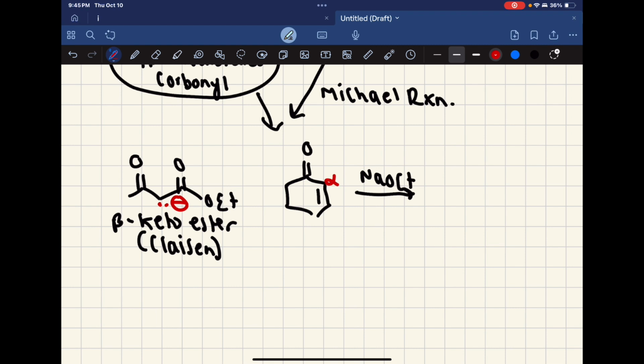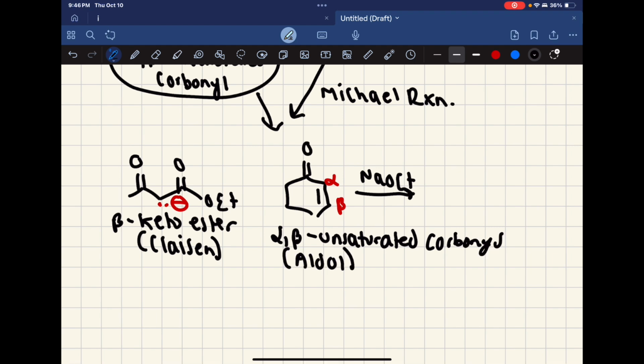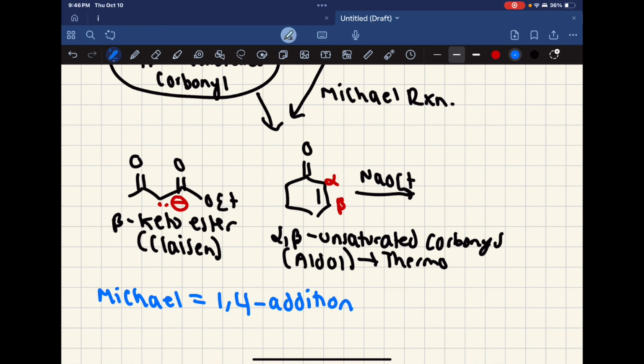And we see we have an alpha beta unsaturated carbonyl. So we know that the alpha beta unsaturated carbonyls come from aldol, specifically the thermoaldol. Okay, and this is Michael addition, and we saw this back in exam 1, but Michael addition is also known as 1,4 addition. Okay, and 1,4 refers to 1, 2, 3, 4, where you're adding at the 4 position. Okay, and that is the beta carbon. So we could also call this beta addition.